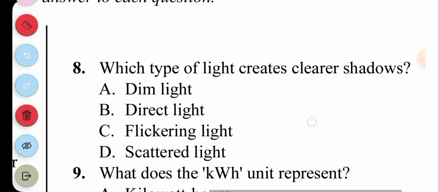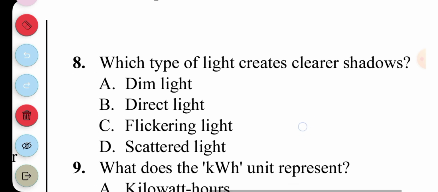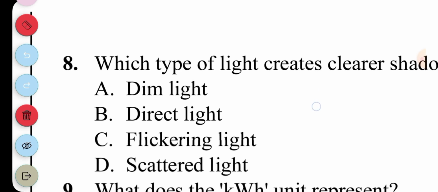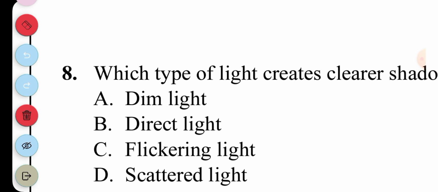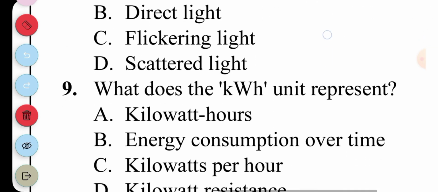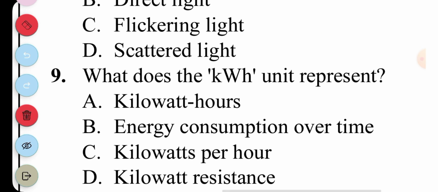Question 8: what type of light creates clearer shadows? A, dim light. B, direct light. C, flickering light. D, scattered light. Question 8 is actually B, direct light. Okay, so 9. What does the kWh unit represent? It represents kilowatt hour. So the answer is A.